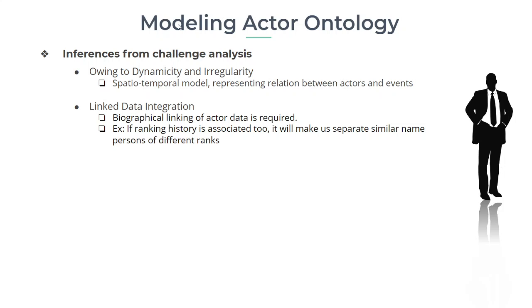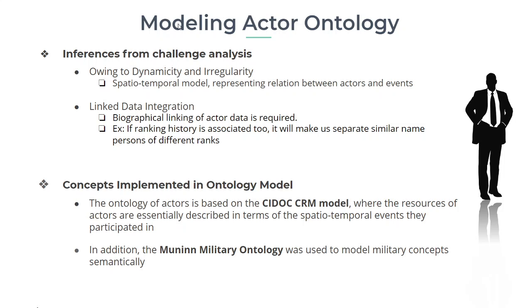Also, the linked data problem can be solved by biographically linking actor data. For example, let's consider our last example of Lieutenant Ryan and Colonel Ryan. If we had known the ranking history associated with the person, then we would have known if it was the same person who got promoted, or if they were two different people we were talking about. Now, considering the inferences, let's see what concepts we have implemented in our ontology model.